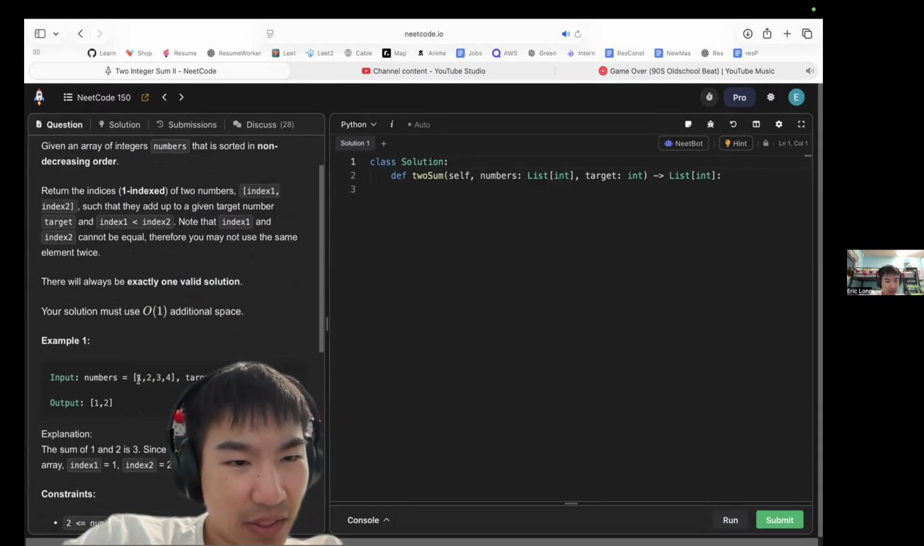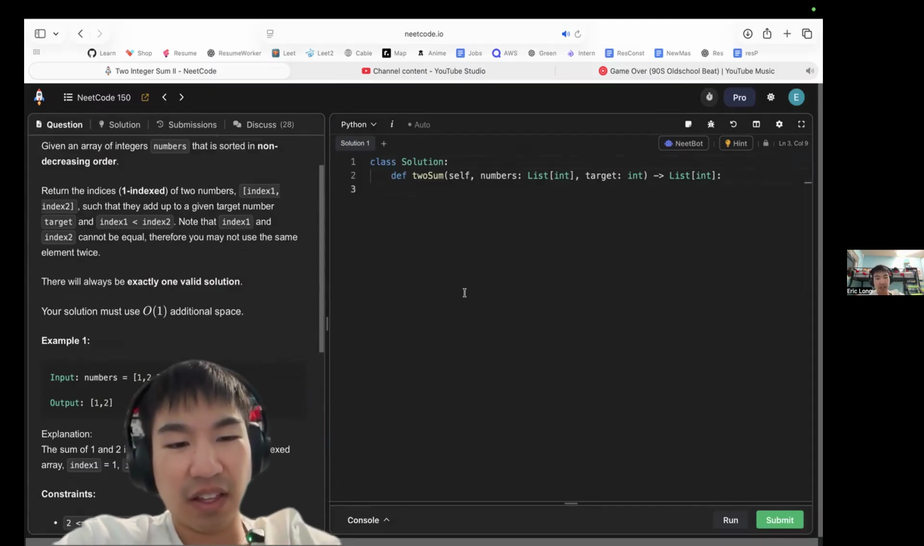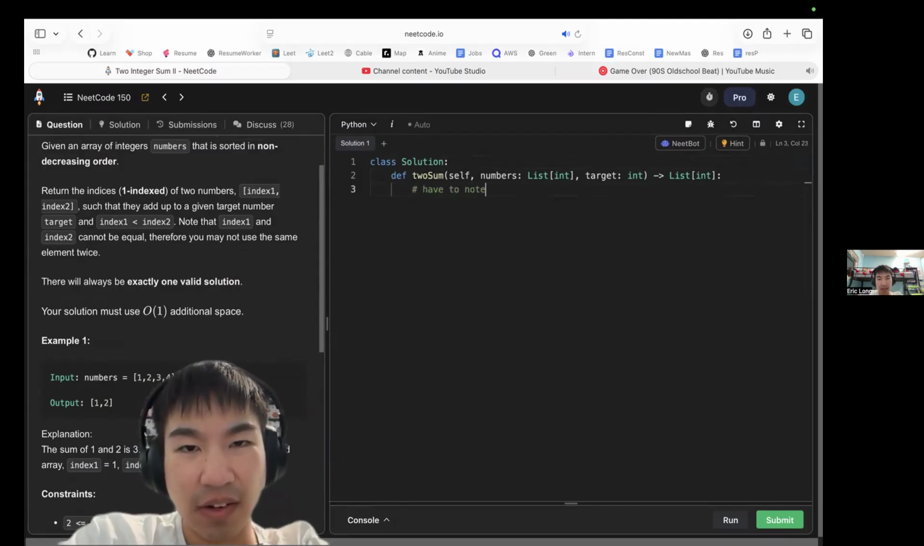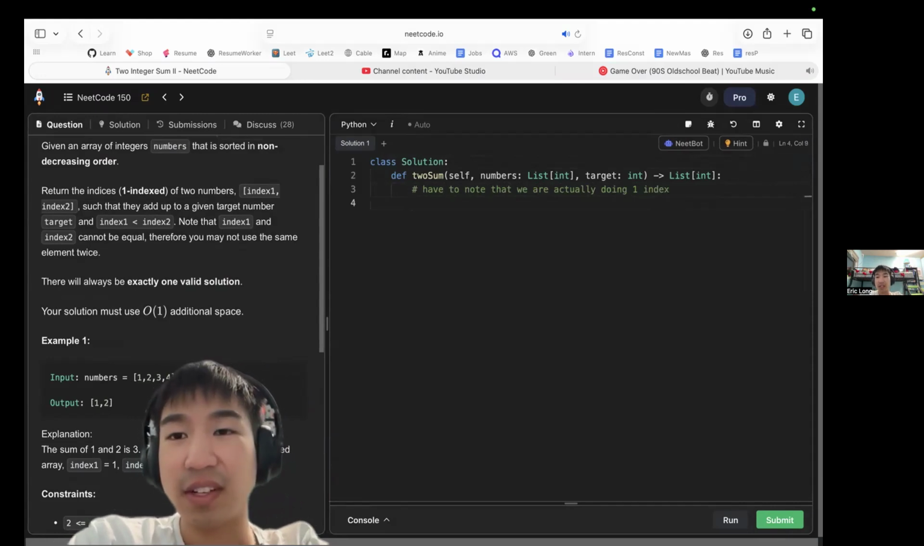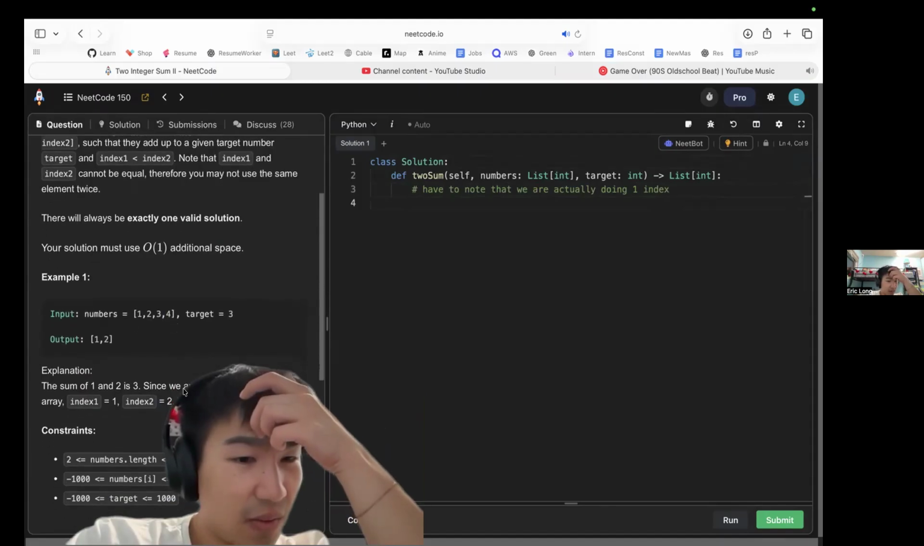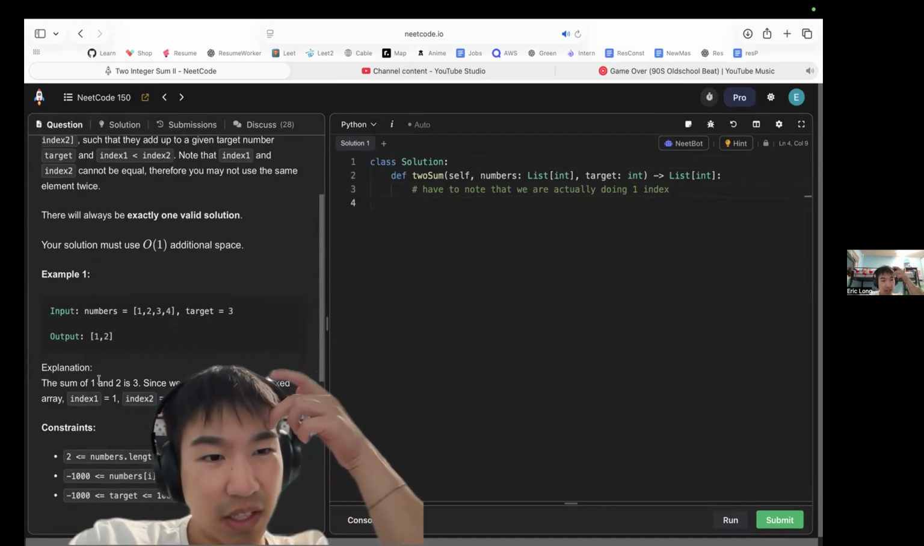Okay, let's see. So we see the target is 3, so we have to get 1 and 2, and 1 plus 2 is equal to 3. Okay, so I think one thing that we have to note is that we are actually doing one index. Usually it's zero index. I don't know why they did one. Let's go ahead and try to figure this out. So we could just store the sum.